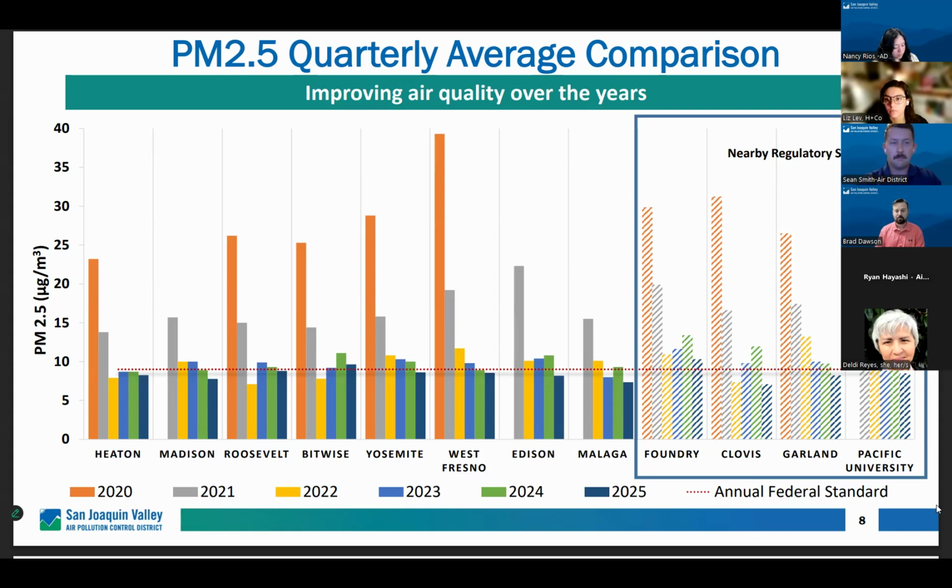And we like to keep all of our sites as best as possible online so that we can measure the data. And as you see, from 2020 to currently 2025, each quarter is mostly getting progressively lower, going from 2020 on to 2025, and below that 9 micrograms per meter cubed. Next slide.